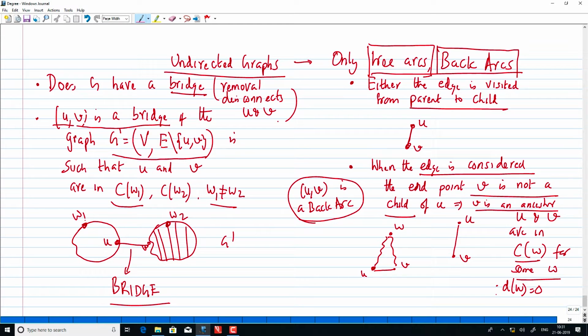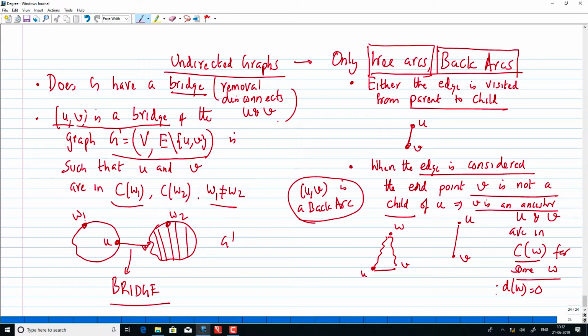I say that an edge is a bridge in the graph G if removal of that edge from the graph ensures that U and V are not connected. There is no path between the two of them. Earlier, there was just a path, which was just this edge. Once I remove this edge, there is no other path between the two of them.